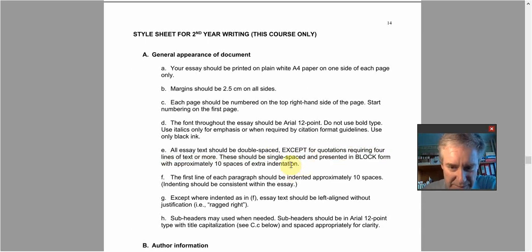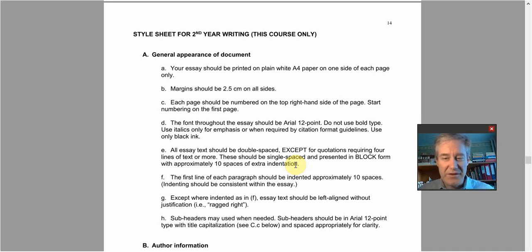There's an extra space between each bullet point here, between E and F, for instance, with single space, single space, single space, and then we go to the next one, it's double-spaced to go to the next one. Okay, so your block quotation should be single-spaced and presented in block form. This is also explained in the quotations part of Module 2. With approximately 10 spaces of extra indentation. Indentation means when you push the text over from the side of the page. So a block quotation is pushed over from the side of the page.